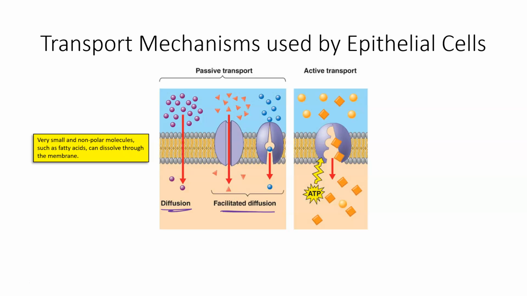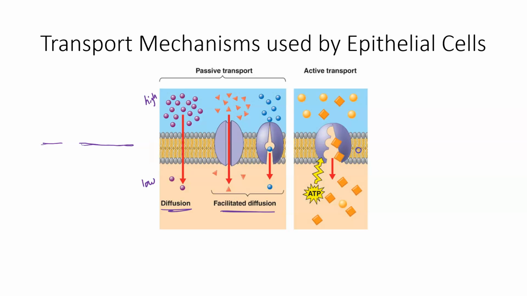Diffusion is when materials that are either very small or non-polar and sometimes even non-charged can just easily diffuse through the membrane following their natural concentration gradient. So if they're following a high to low concentration gradient, and they are nonpolar, or really small, or uncharged, they likely can just fit directly through the membrane, and it's just called diffusion.